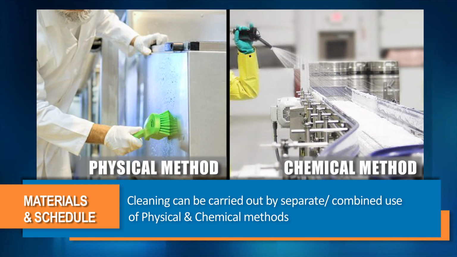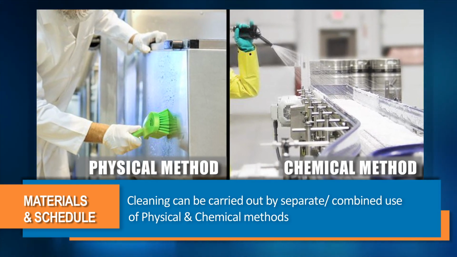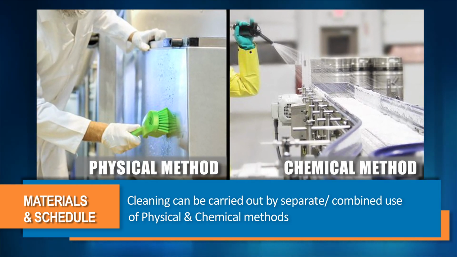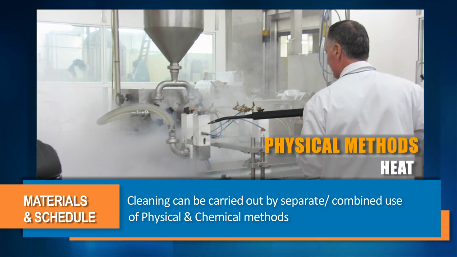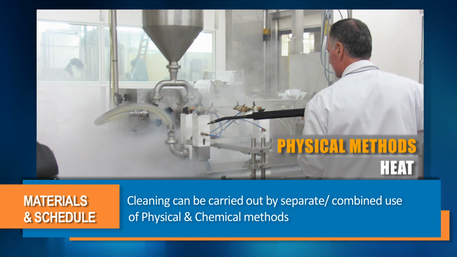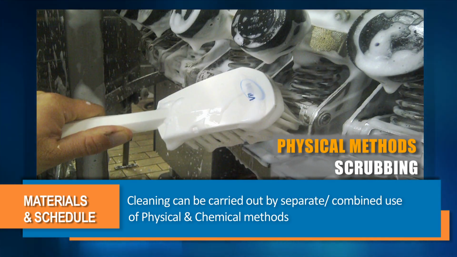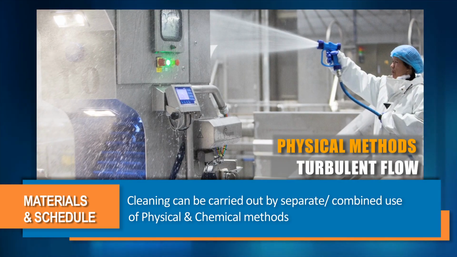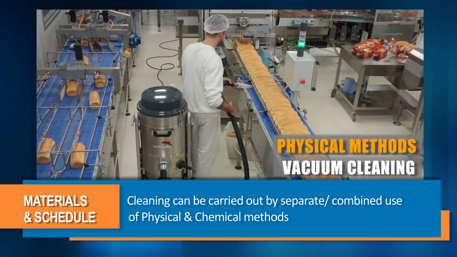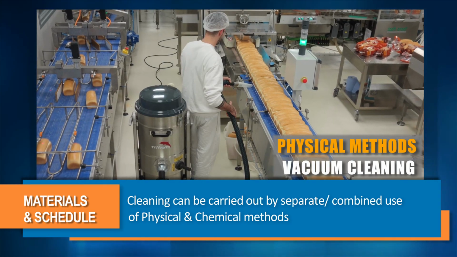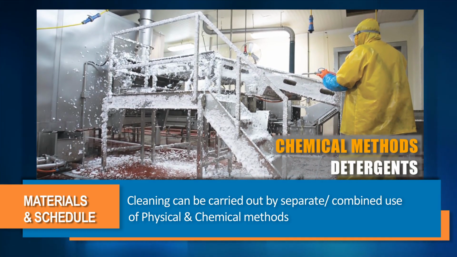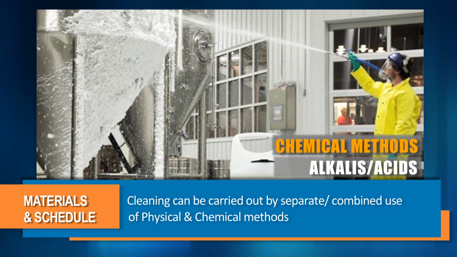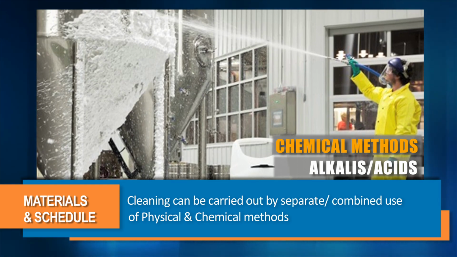Cleaning can be carried out by the separate or combined use of physical and chemical methods. Physical methods include heat, scrubbing, turbulent flow, and vacuum cleaning or other methods. And chemical methods include use of detergents, alkalis, or acids.